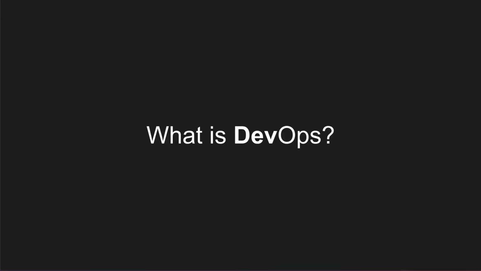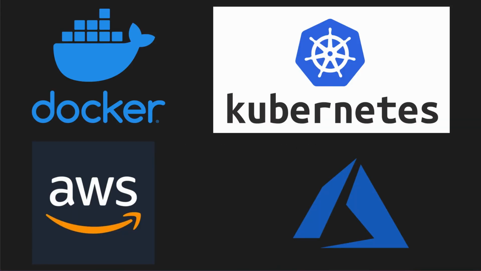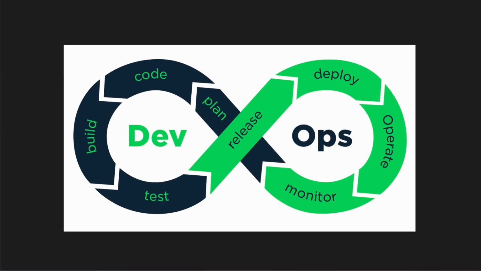So what is DevOps? You may think you already know what DevOps is. You may think it's somebody who knows how to use Docker, AWS, Kubernetes, Azure, and Google Cloud Platform. That's not exactly true. In essence, DevOps is a way to bring the development team and the ops team together. You may have seen this infinity icon before when it comes to DevOps, and that's because DevOps is a continuous cycle to continually improve an application.